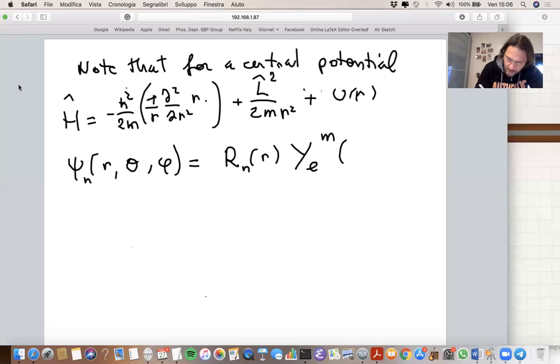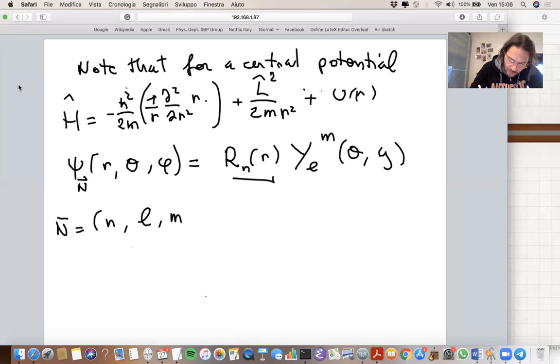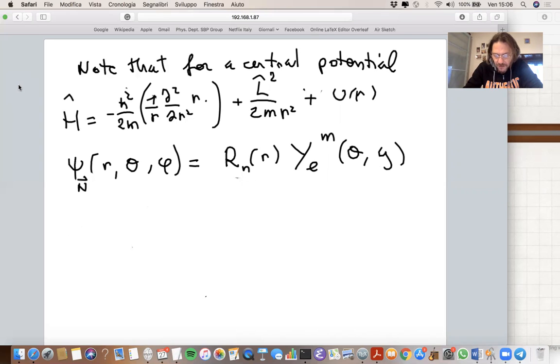This is a set of quantum numbers, of course, that we call big N, and big N is actually one quantum number for the radial motion, the angular momentum quantum number, and the projection quantum number. So the fact that you can write the wave function in this form follows from the fact that the Hamiltonian and this commute.